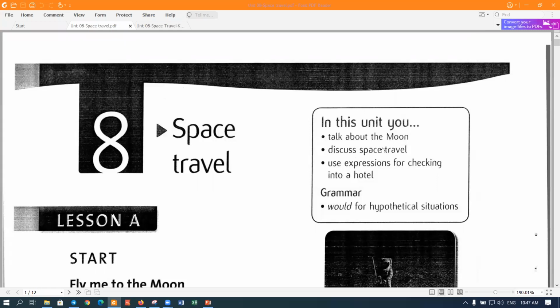Okay, now have a look at Unit 8, Space Travel. In this unit, you will learn to talk about the moon, discuss space travel, use expressions for checking into a hotel, and we also learn grammar about words for hypothetical situations. Okay, hypothetical situation.